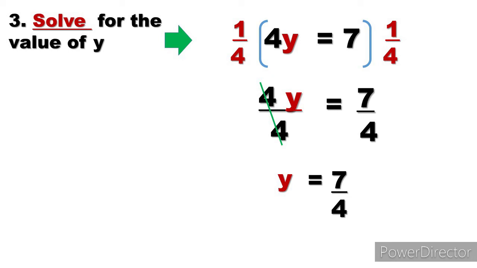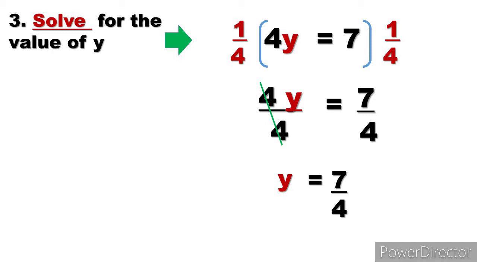Okay, now we multiply 1/4 and 4y. So, pag nagmumultiply tayo ng fraction, minumultiply natin yung numerator sa numerator, denominator sa denominator. So, again, ang denominator ng 4y is 1. Okay, 1 times 4y equals 4y over 4. So, now we have 4y over 4 equals, okay, sa right side ng equation, imumultiply natin yung 1/4 sa 7. So, ang denominator ng 7 is 1. Therefore, we have 1 times 7 equals 7 over 4. So, now we have 7 over 4.